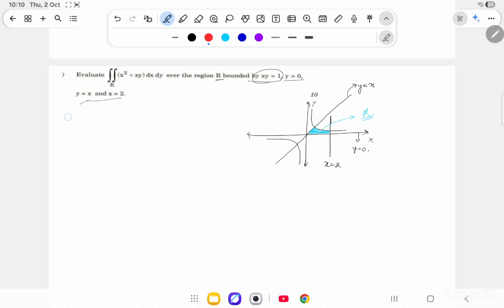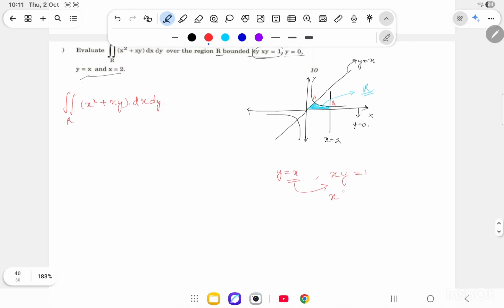So our integration is the double integral over R of x square plus xy dx dy. Now let's find the intersection points first. Let's name this point A and this B. A is the intersection of the hyperbola and the line y equals x. If y equals x and the equation of the hyperbola is xy equals 1, I use this relation in the equation of the hyperbola. That gives me x square equals 1, so x is 1, and if x is 1, then y is also 1. So my point A is (1, 1).